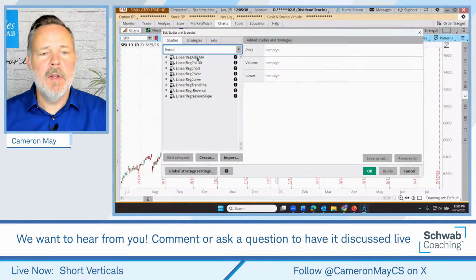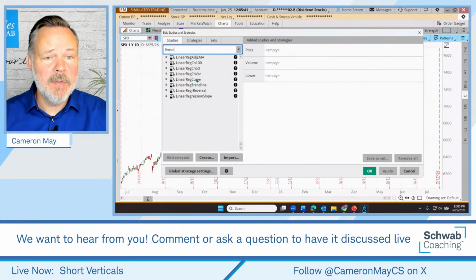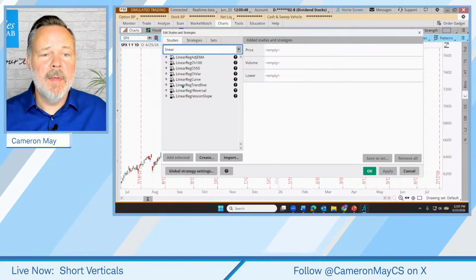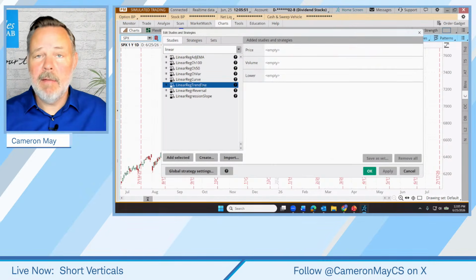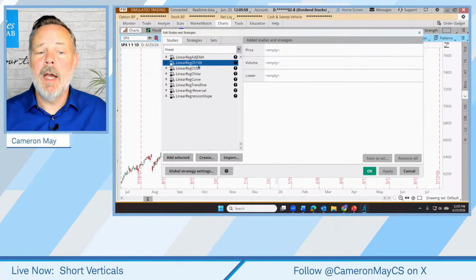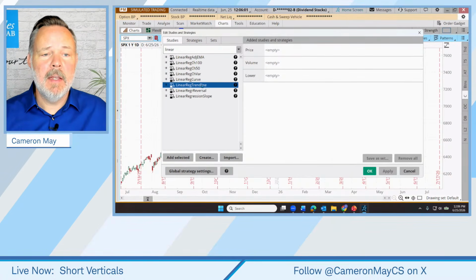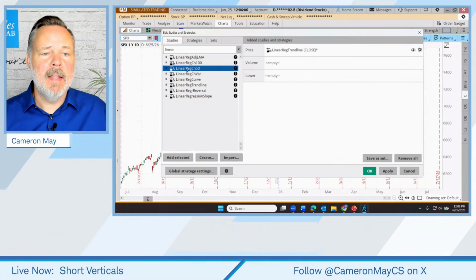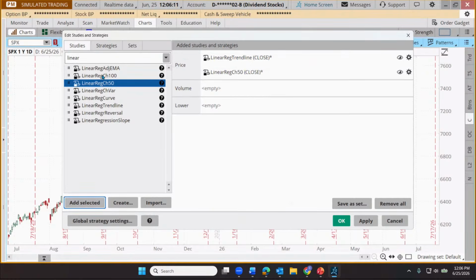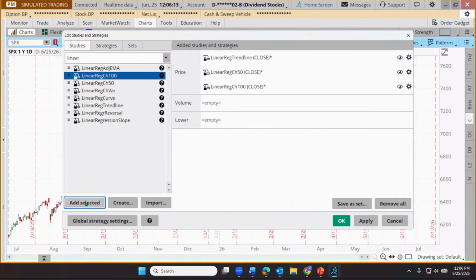There are actually a total of 8 different studies that we might use. The ones I'm going to use to build our custom trading strategy today are the linear regression trend line, the linear regression channel 50, and the linear regression channel 100. All right, so let's highlight the linear regression trend line and add that to our chart. There it is. Let's highlight the linear regression channel 50 and add that to our chart. There it is. Let's highlight the linear regression channel 100 and add that to our chart.